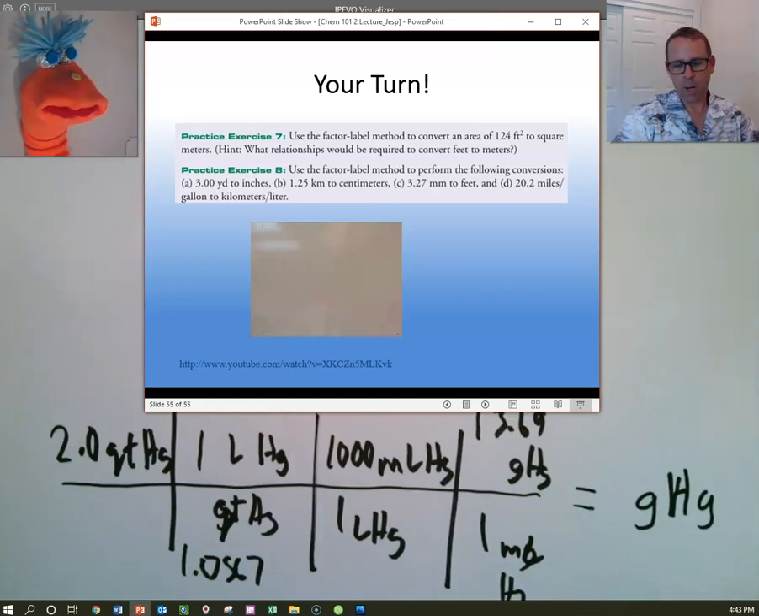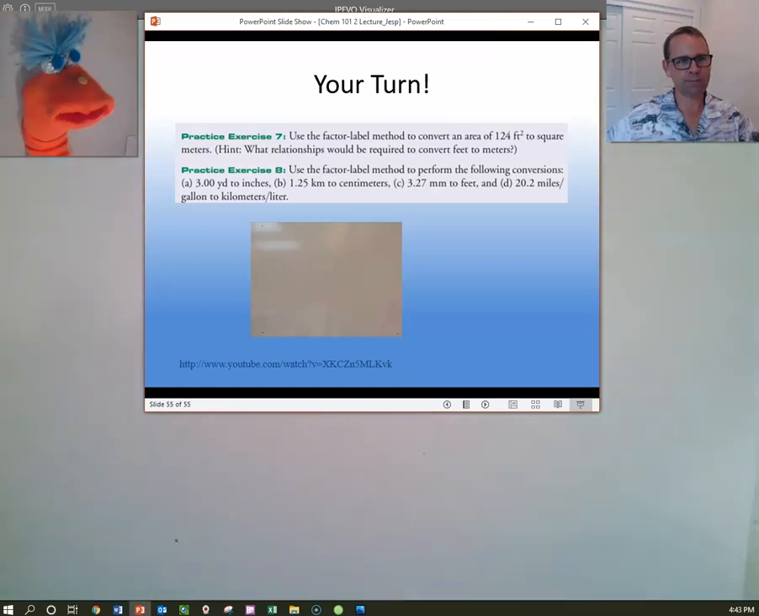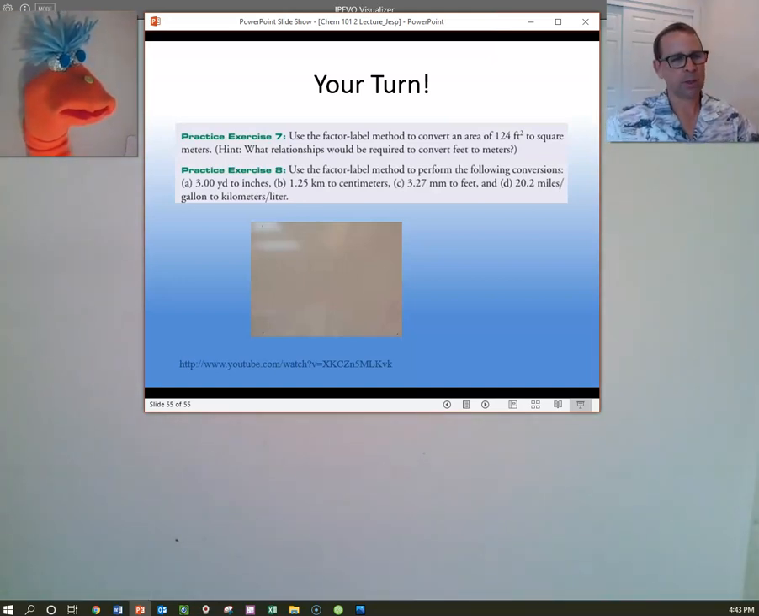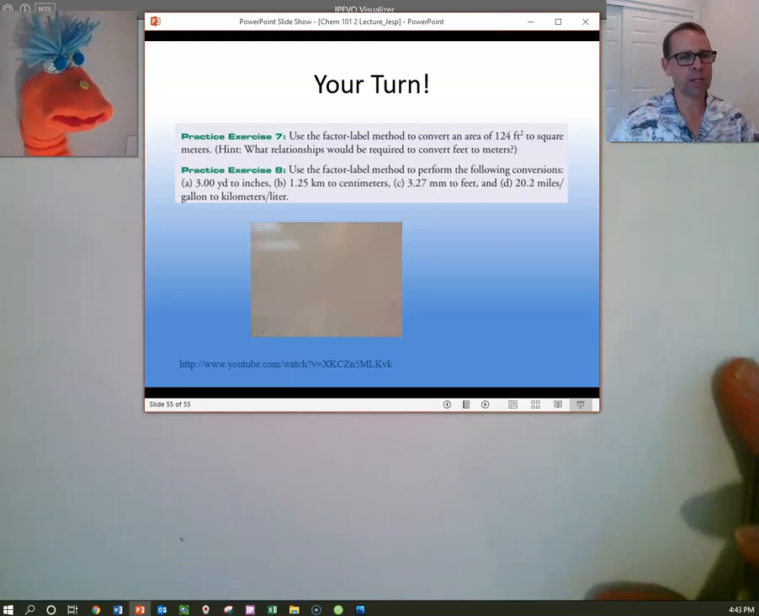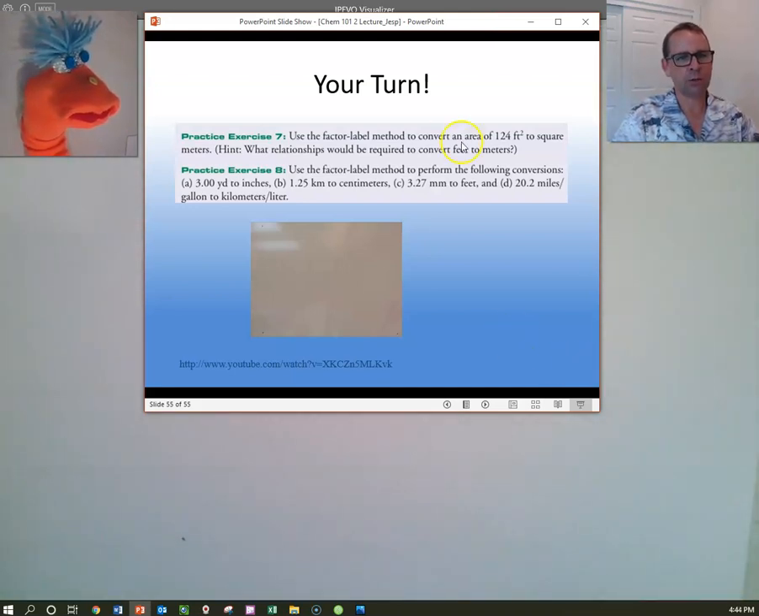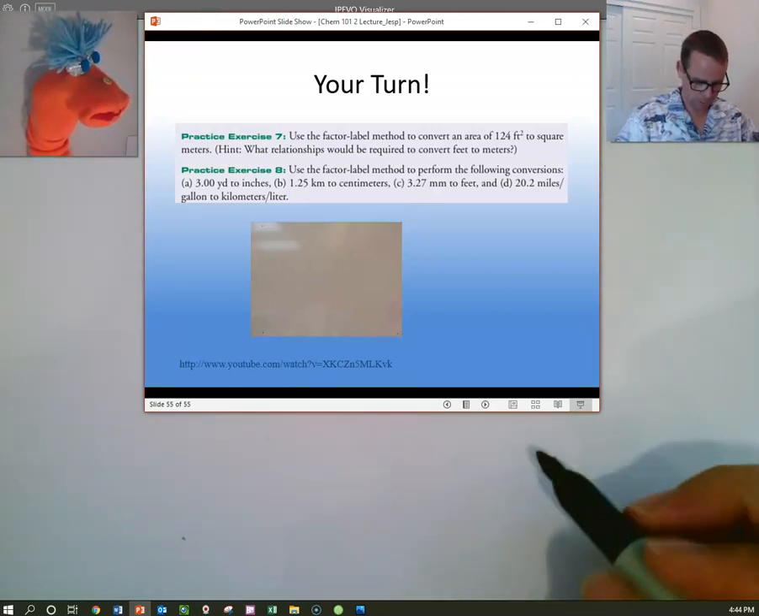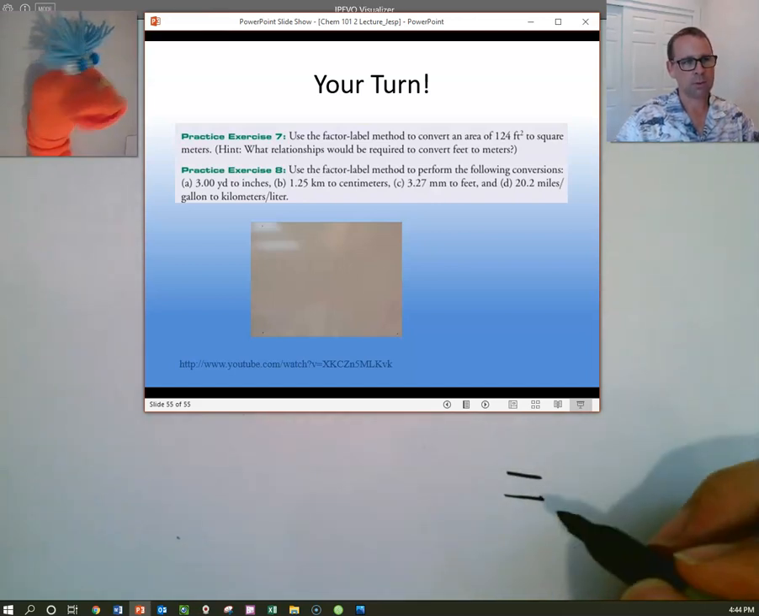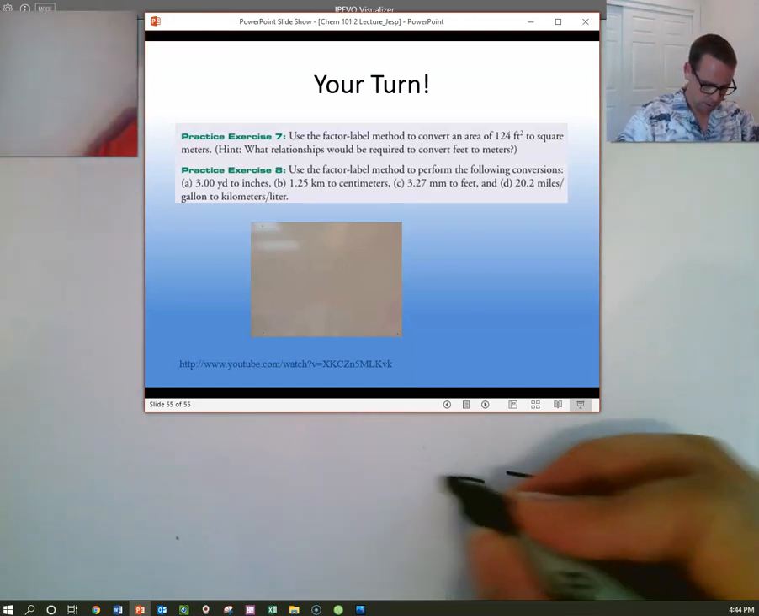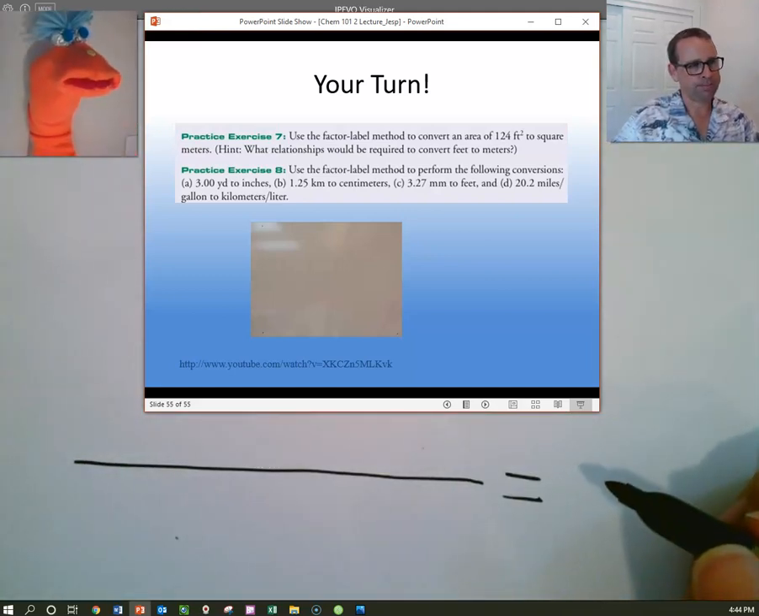Okay. Here's some other practice problems. Should we do one of these practice problems? Okay. Let's see. Use the factor label method, number 7, to convert an area of 124 feet squared to square meters. You know how to do that? I don't know how many meters are in a foot, but we don't need to know. We can do it. We can just write an equal sign. Okay. What's next? Draw a line.